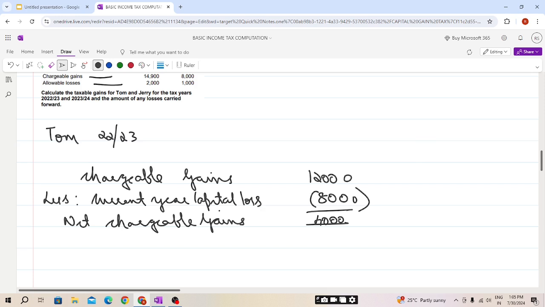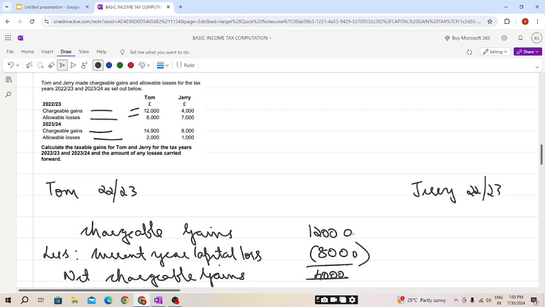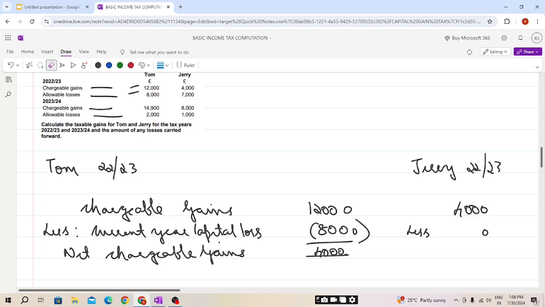The same we will be doing for Jerry for 2022-23. As mentioned, students, the chargeable gains for Jerry was 4,000 pounds and the capital loss was 7,000, and we need to set off the full amount. So here we will only set off 4,000. So the chargeable gains for Jerry will be 2,000.